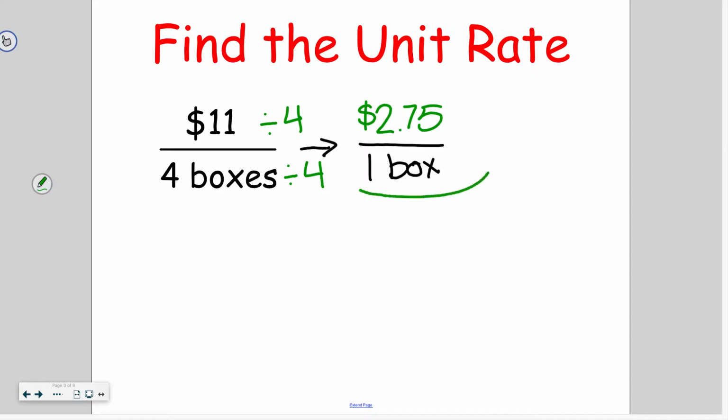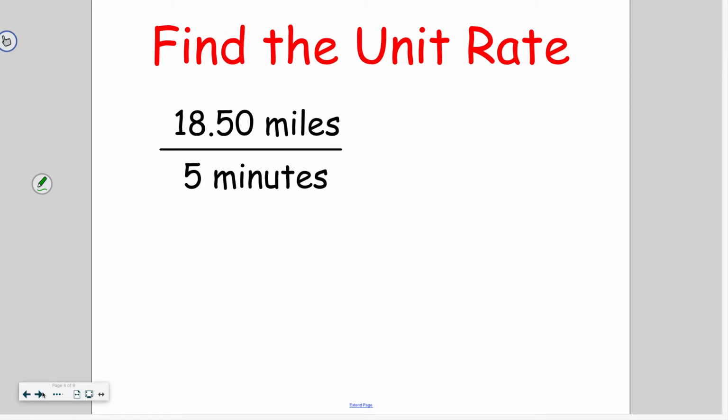So this is telling us that one box costs $2.75, which is how we got to the ratio of 4 boxes costing $11. Go ahead and pause this video, try it on your own, and then start her up when you're ready to check your answer.